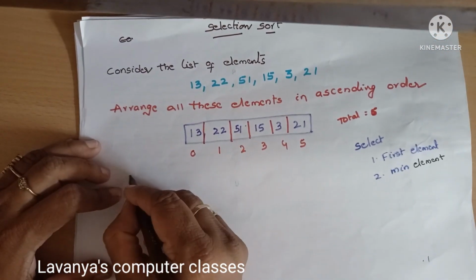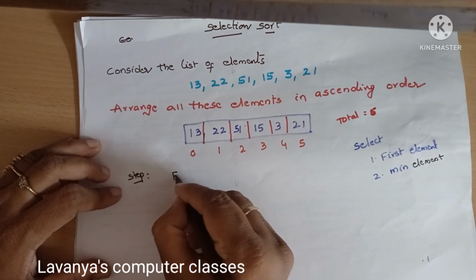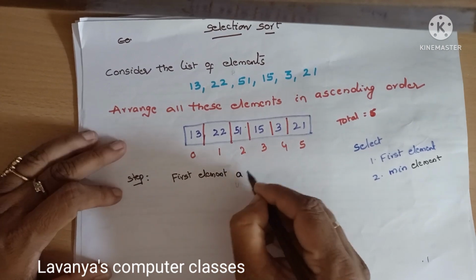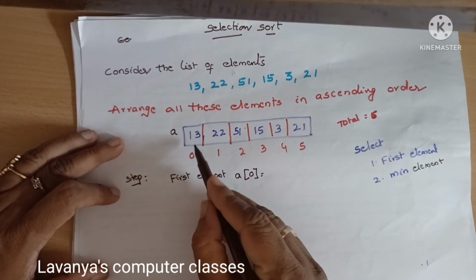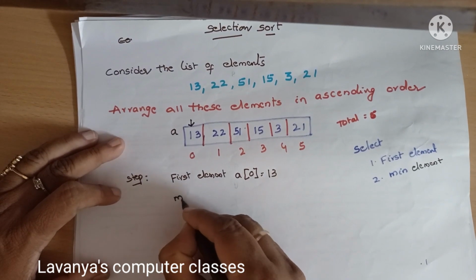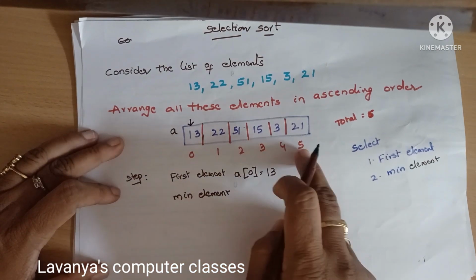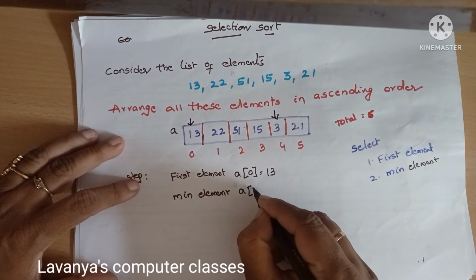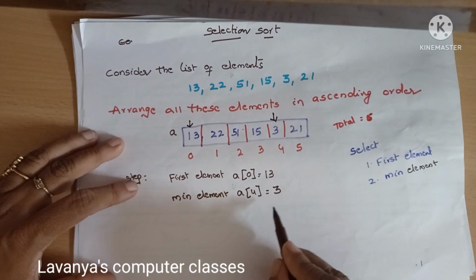Now I'll check it. Step 1. In the given array, first we select the first element. Which one is the first element? That is A of 0. Take the array name as A. The 0th position is 13, so this is the first element. Then find the minimum, the smallest element. The minimum element is A of 4, and the value is 3. So the first element is 13 and the minimum element is 3.